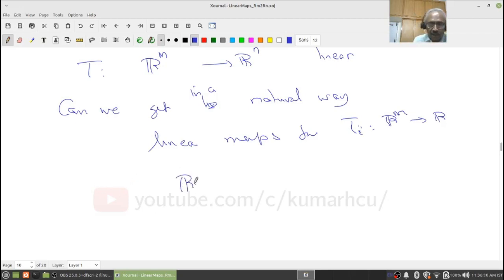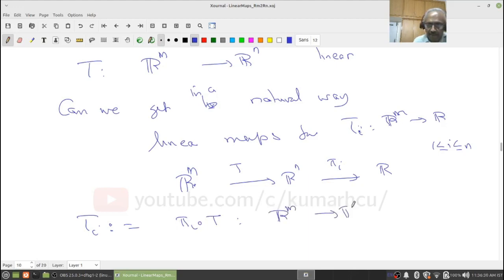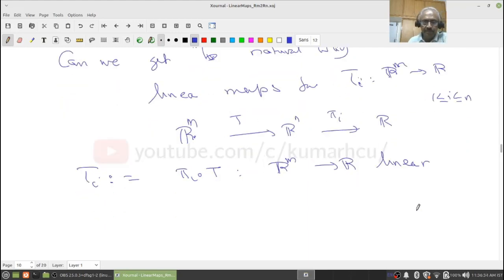So I have Rm to Rn, this is T, then I have the projection pi i, which is a linear map. This projection is for i from 1 to n. Therefore if I define Ti equal to pi i composite T, then that's a linear map from Rm to R. Why is this a linear map? Because pi i is linear, we have seen T is linear, and composition of linear maps is linear, therefore you have found that. Do you understand this?